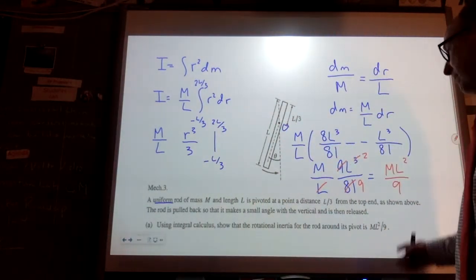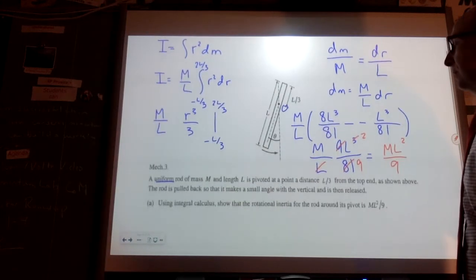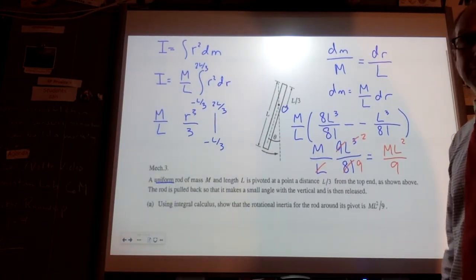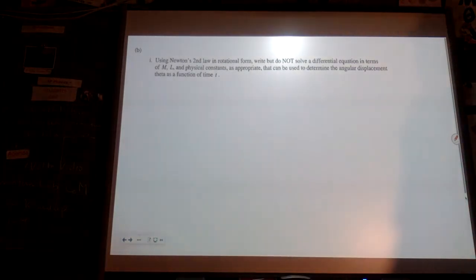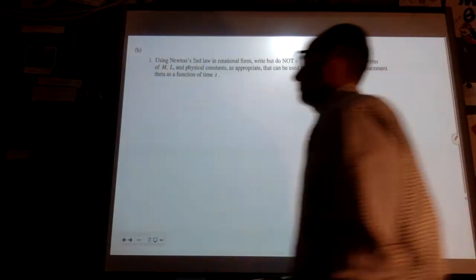And that's why I stopped the video, because I felt like this was a lot. This is just part A, right? All right, using Newton's second law in rotational form, write but do not solve a differential equation in terms of M, L, and physical constants as appropriate, that can be used to determine the angular displacement theta as a function of time t.